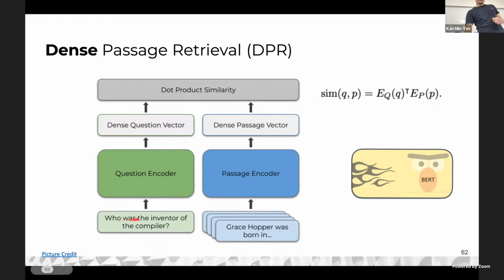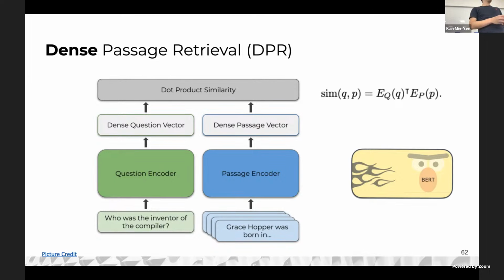Here is an example. For example, if we ask who was the inventor of the compiler, and we have a set of documents, each of them will go through an encoder, and we produce a vector. To measure the similarity, we just use the dot product or cosine similarity. And in the actual implementation, the authors used BERT because this was the most popular method back then.